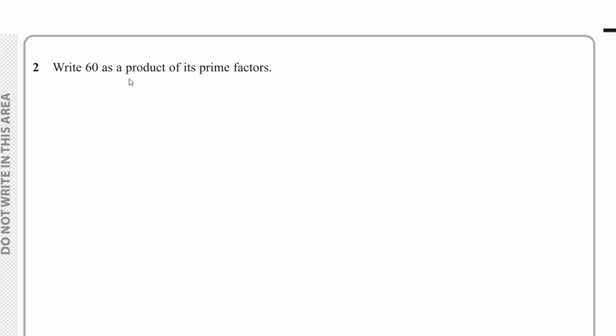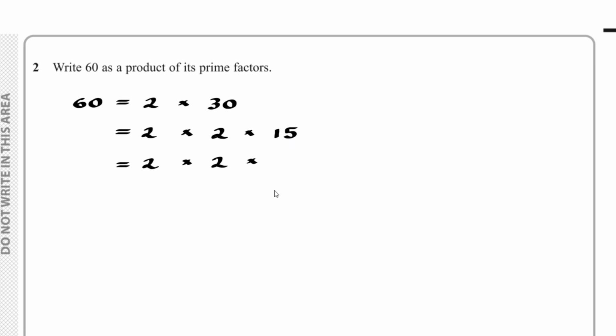Question 2, we have to write 60 as a product of its prime factors. Well, we begin with the 60, and 60 we can rewrite as 2 multiplied by 30. The 30 we can rewrite as 2 times 15, and 15 we can rewrite as 3 times 5. So 60 is equal to 2 times 2 times 3 times 5. We've expressed 60 as the product of its prime factors.